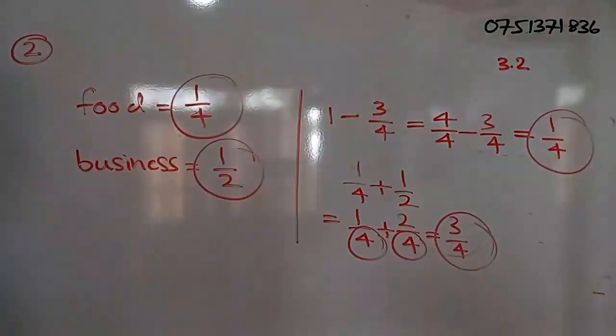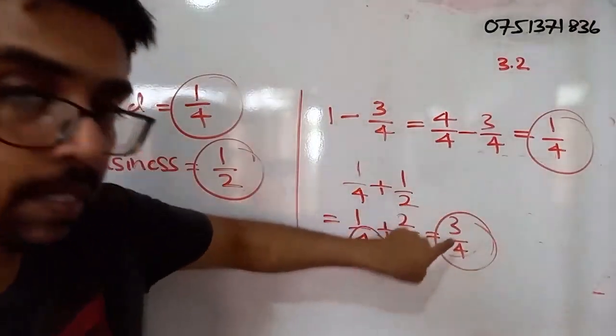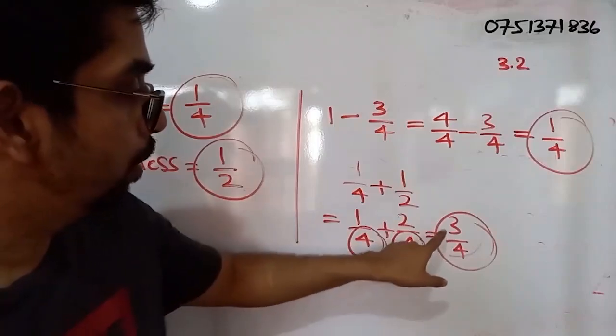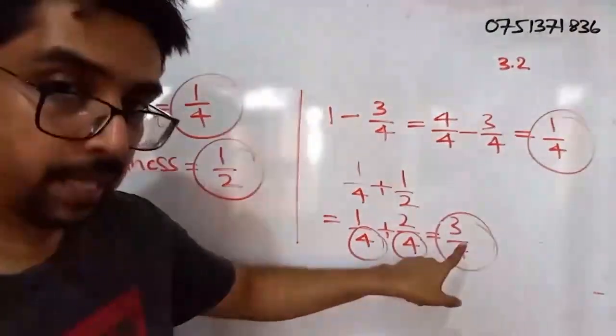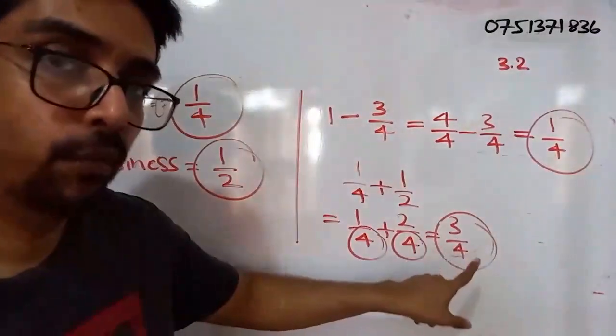3 by 4. Right? So when we talk about this fraction, we always have to remember, what does this 3 and 4 mean? This 4 is the denominator, no? That means the denominator is 4.